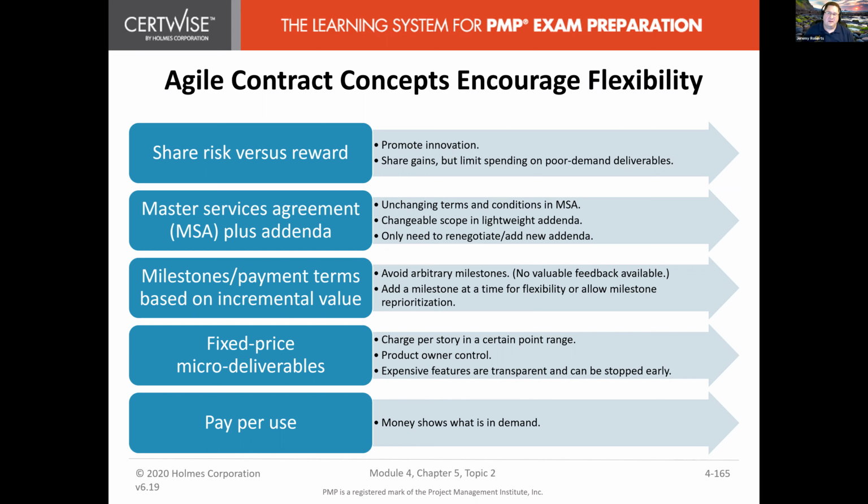So the master services agreement only needs to be renegotiated every so often. It's the addenda that you create as the contract's going on, so you only have to negotiate one or two items at a time instead of a whole agreement. I don't know if that makes sense to you guys.